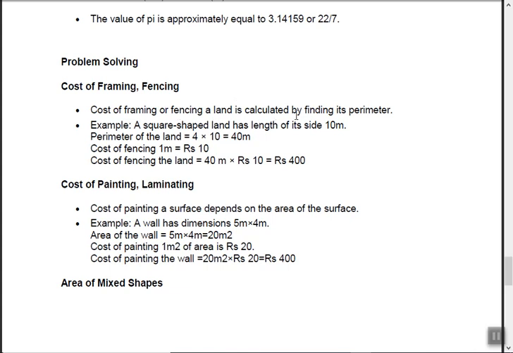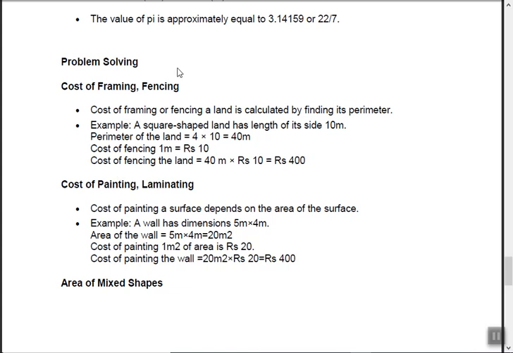Fencing a land is found using a perimeter. A square has a side length of 10 meters. The perimeter of the land will be 4 into side, so 40 meters. So if the cost of fencing 1 meter is rupees 10, then what will be the total cost? So 40 into 10, rupees 400.